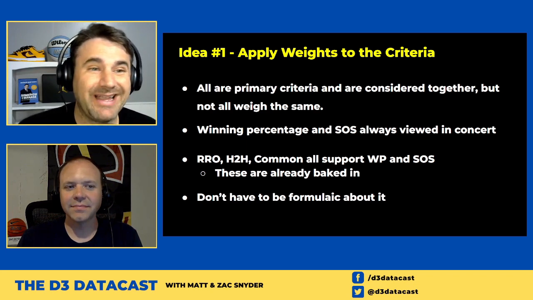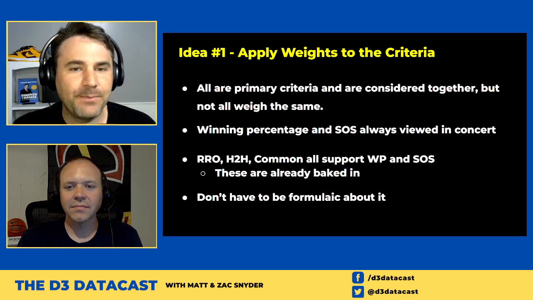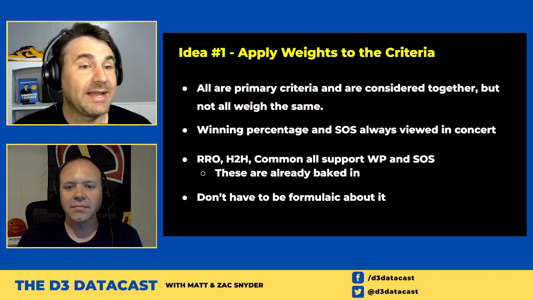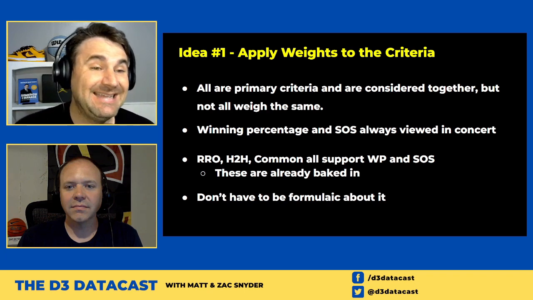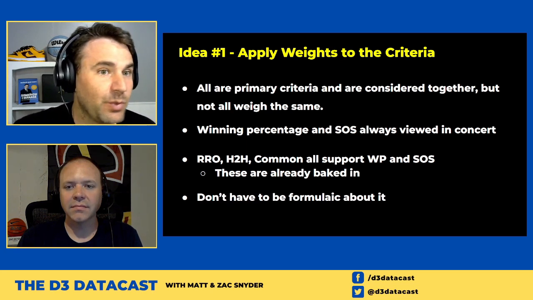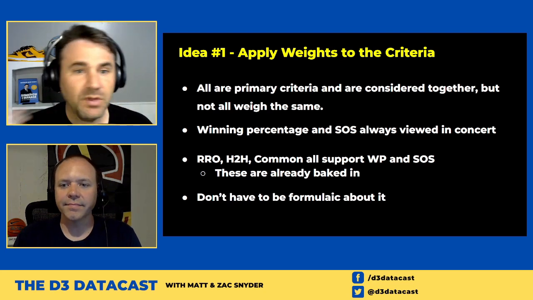When you get to something like regionally ranked opponents, head-to-head and common opponent results, I want to have that support the winning percentage and SOS. It adds flavor and context to those. But we also recognize that those are already baked into the winning percentage and the strength of schedule, right? If you have a win versus a regionally ranked opponent, that's a win that goes into your winning percentage. They're regionally ranked, so they probably have won games themselves. So that's going to boost your SOS.